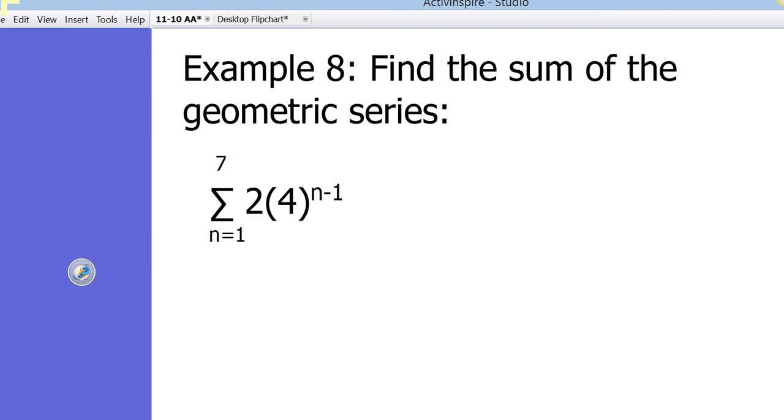Next, plug in 2. 2 times 4 to what power? First. That's 2 times 4, which is 8. Plug in the third one. That's 2 times 4 to what power? Second. That's 2 times 16, which is 32. What are we multiplying by? 4.